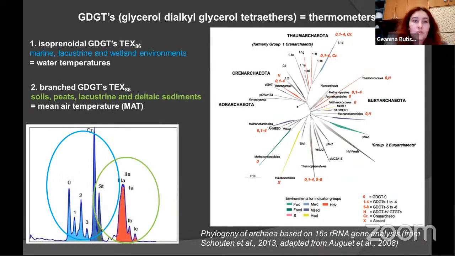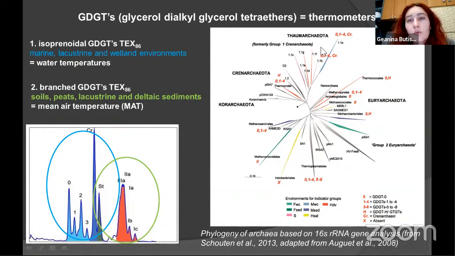The other components that we used are the GDGTs, glycerol dialkyl glycerol tetraethers. They are also used as thermometers because they are very abundant in all kinds of environments. They are a more complex molecule, and they are used for two types of temperatures. The isoprenoidal ones, which are aquatic, are used for surface temperatures, while the branched GDGTs are used for mean air temperature.